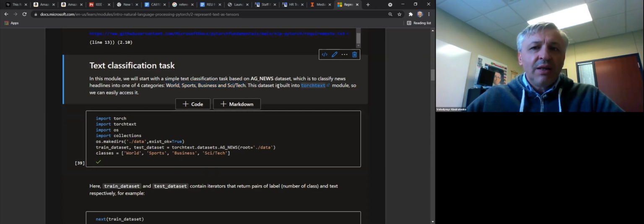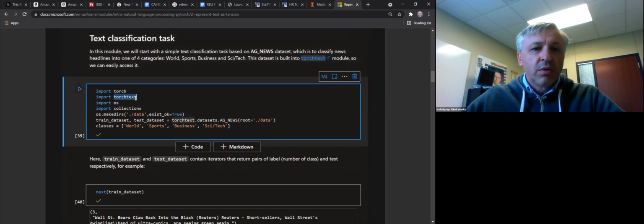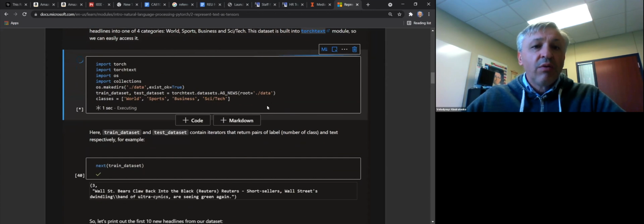This data set is already built into Torch text, so it's easy enough to use. After we import Torch text, all we have to do is load this particular data set, AG news, and we are going to drop it into some folder. The classes in this data set are just these: world, sport, business, science, tech. Again, it is going to take a little bit of time to download this data set. It needs to be fetched from somewhere.